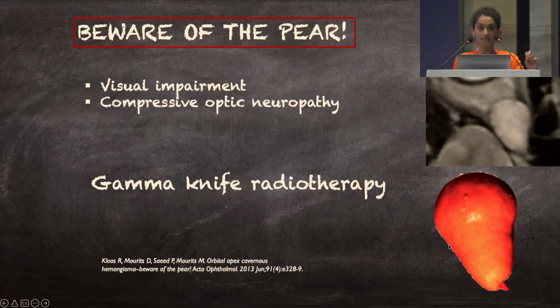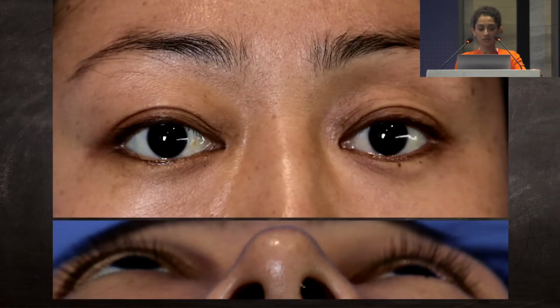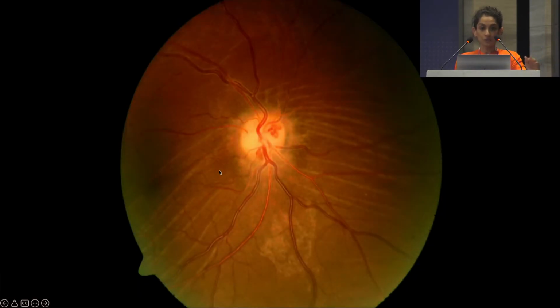So we excise it. But there are situations when it's present in the apex of the orbit. We usually don't take it out because that can compromise vision in these patients. So gamma knife radiotherapy is something that we would opt for. This patient with a very subtle proptosis in the right eye, first thing that we do as clinicians, it's not just orbital evaluation.